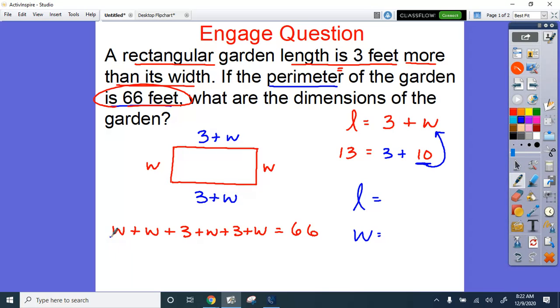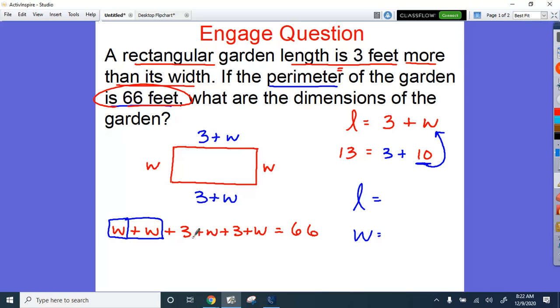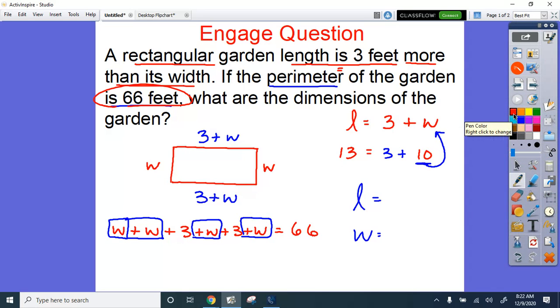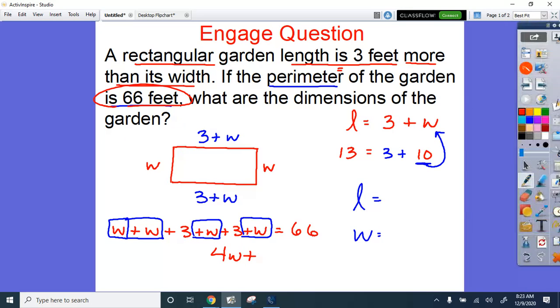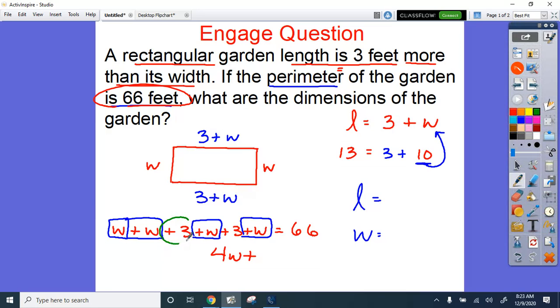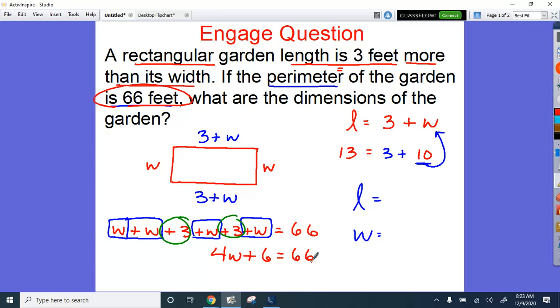So my like terms that I'm combining, W, W, W, and W. That's one set that I'm going to combine. That becomes 4W plus, and then I have 2 other like terms over here. I have positive 3. That becomes positive 6, and it's equal to 66. And now we solve our equation as normal. Subtract 6 from both sides. 4W equals 60. Divide both sides by 4.